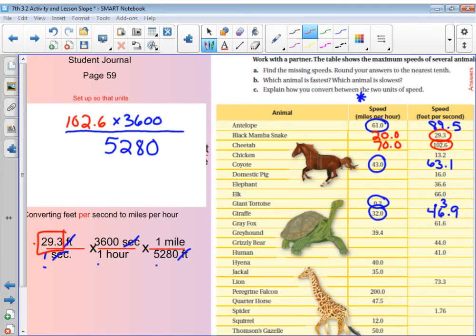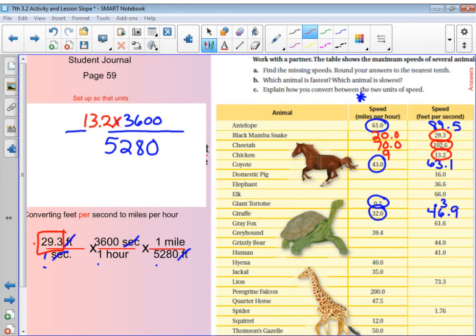Okay, let's try one more. So it's very similar to the previous one. It's just a different conversion. So our next one is 13.2. So we'll put 13.2 in here. Okay, so 13.2 times 3,600 divided by 5,280. And when I do that, I get exactly 9. So that's going to take or travel 9 miles per hour.